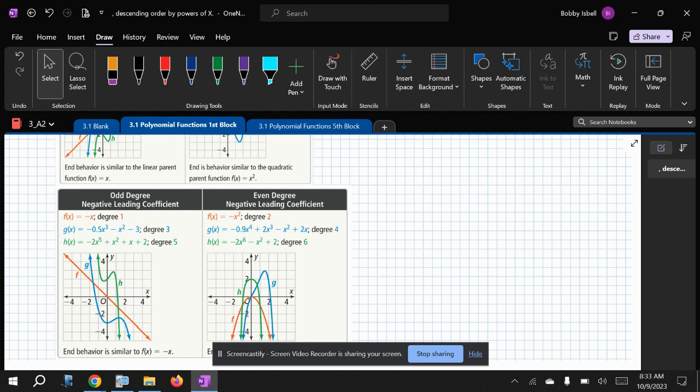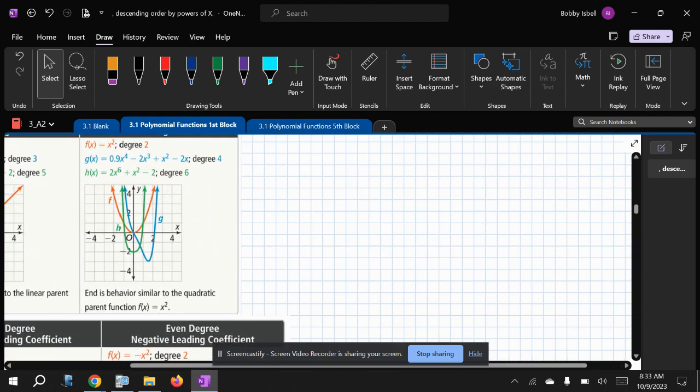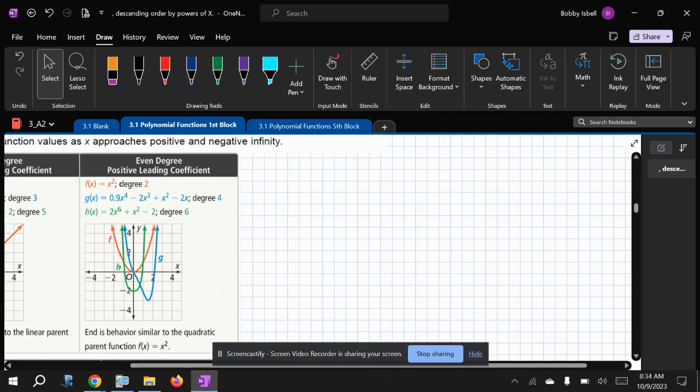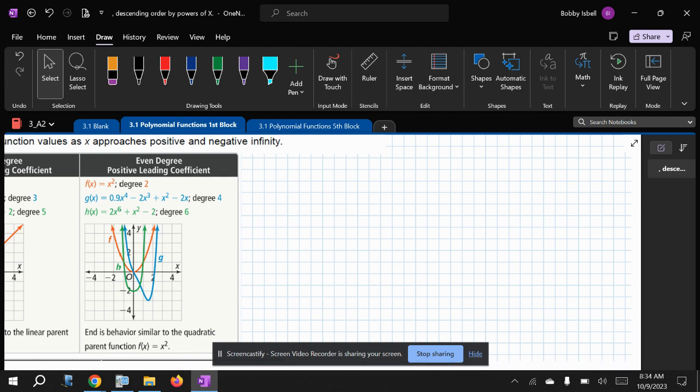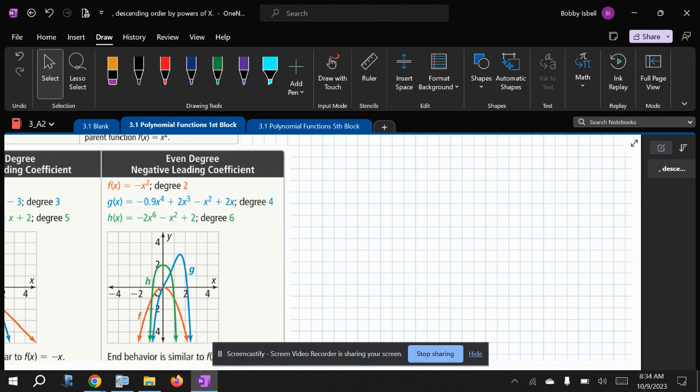So odd degree polynomial, positive leading coefficient, left side down, right side up. Negative leading coefficient, left side up, right side down. Even degree polynomial acts like a parabola. So even degree with a positive leading coefficient is a parabola that opens up. Both ends are going to positive infinity. If it's got a negative leading coefficient, it's like a parabola with a negative leading coefficient. Both ends are going to negative infinity. That's the rule. Always. For any polynomial.